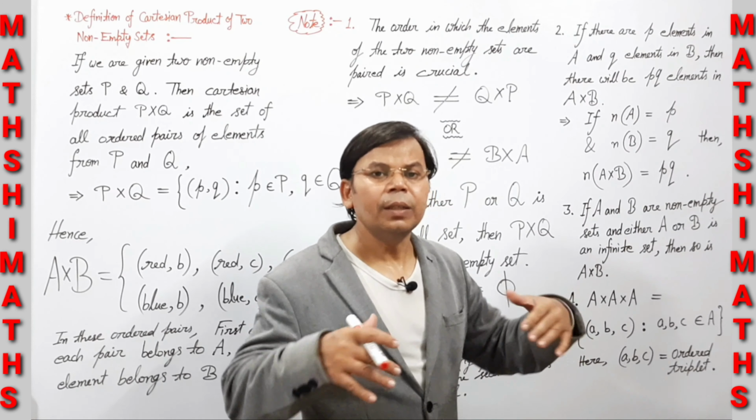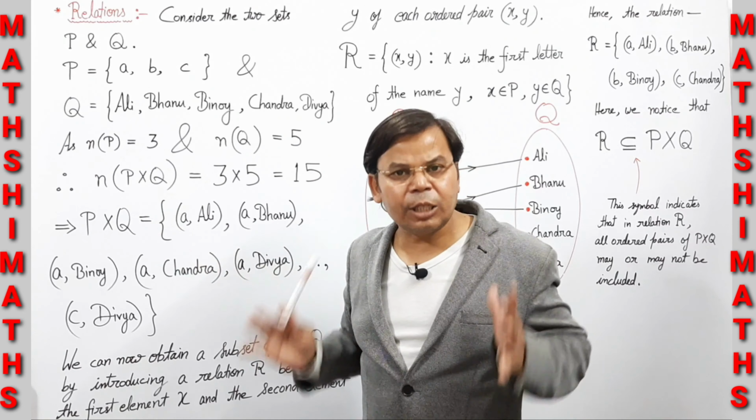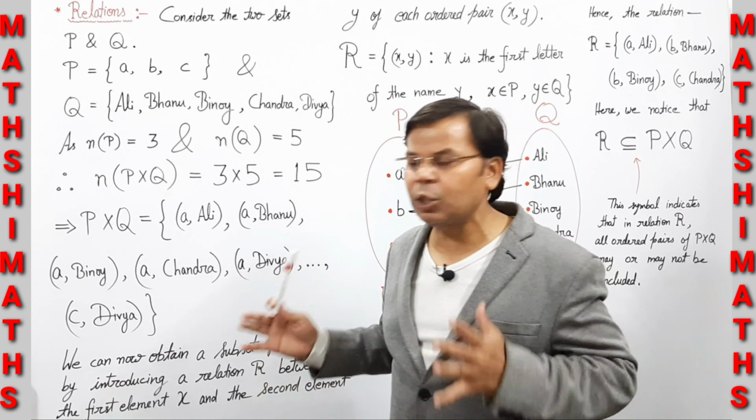To understand relations perfectly, let us consider the two sets P and Q. Let the elements of set P be A, B and C, and the elements of set Q be Ali, Bhanu, Binoy, Chandra and Divya. There are 3 elements in set P and 5 elements in set Q. Therefore, the number of elements in the Cartesian product of the sets P and Q is equal to 3 multiplied by 5, which is 15.